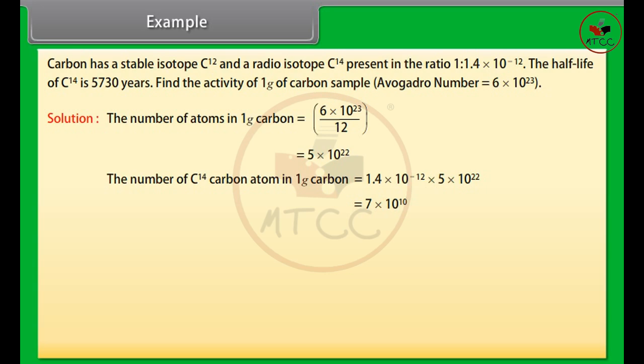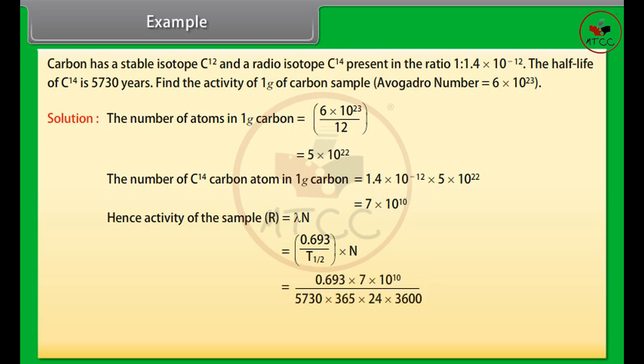Hence, activity of the sample R is equal to λN, which is equal to 0.693 by T-half into N, which is equal to 0.693 × 7 × 10^10 divided by 5,730 × 365 × 24 × 3,600, which is equal to 0.26 per second per gram. Approximately 16 per minute per gram.